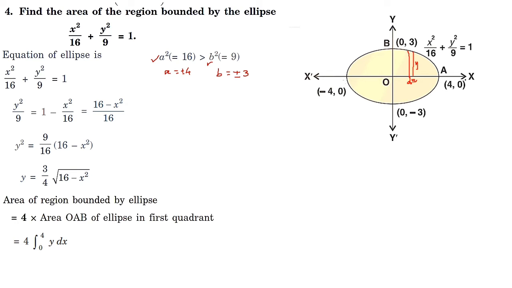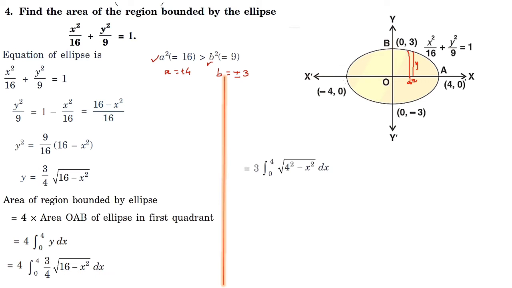Then 4 into integral 0 to 4, 3 by 4 into root of 16 minus x square dx, because in y dx, y is substituted, 3 by 4 root of 16 minus x square dx. That is equal to 3 into integral 0 to 4. This is clearly known, because here 4 cancelled, only 3 is there. So 3 we kept outside. And 0 to 4, this is of the form root of a square minus x square. So root of 4 square minus x square we have written.